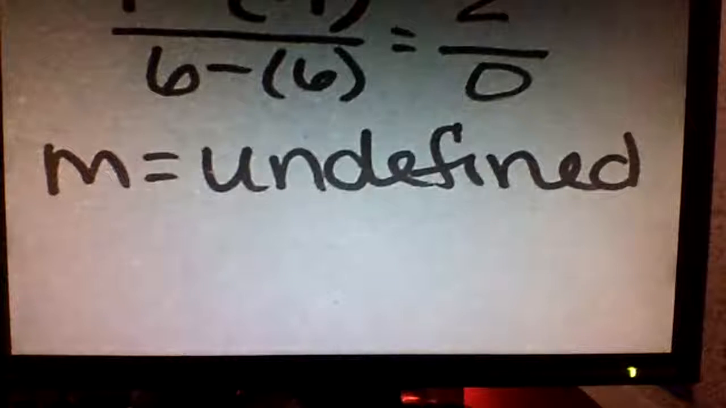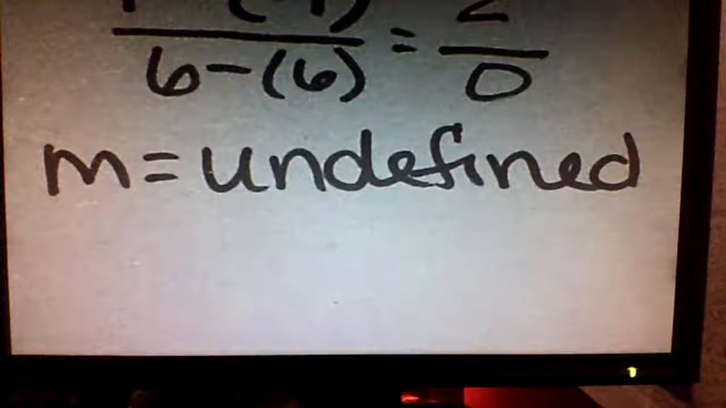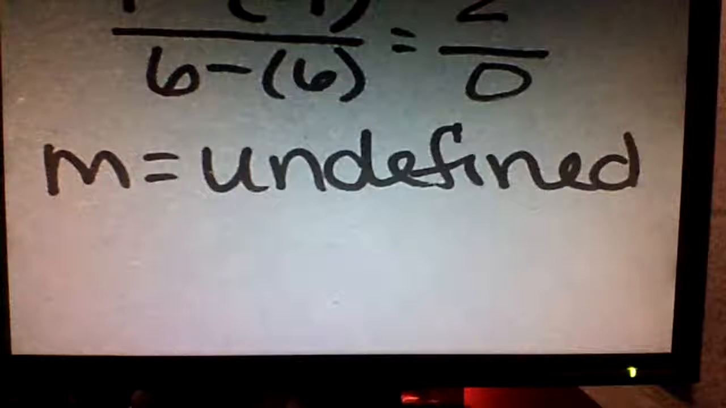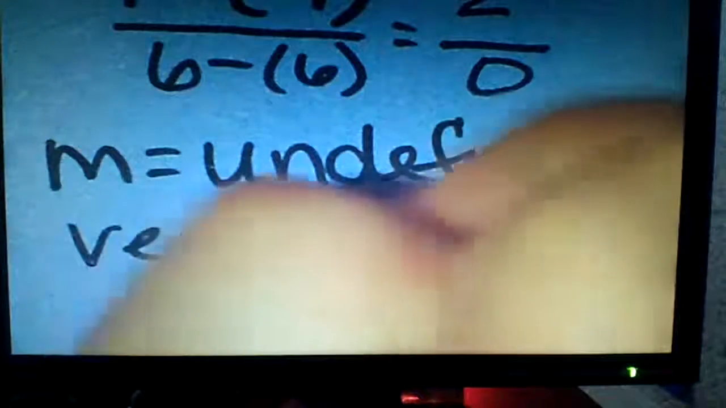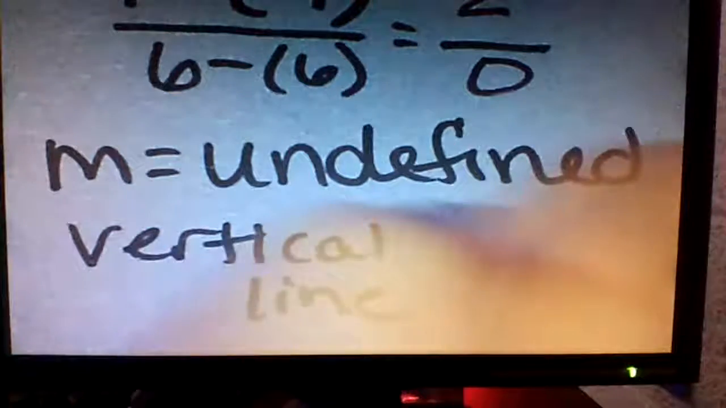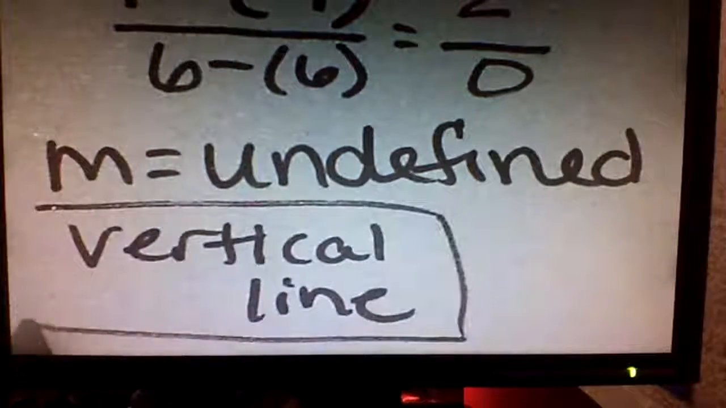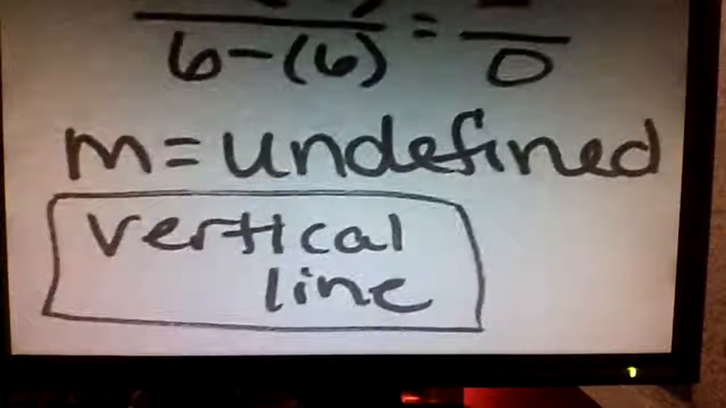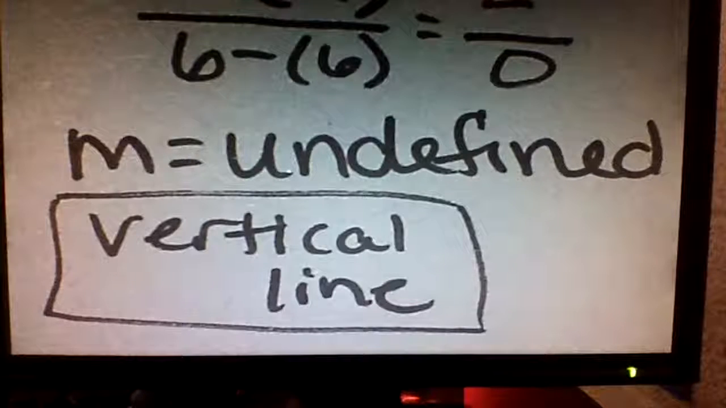Well, what happened to that problem? Go back to number 2. So undefined, what does this look like as a picture? This is your vertical line. This is a vertical line because your slope is undefined.